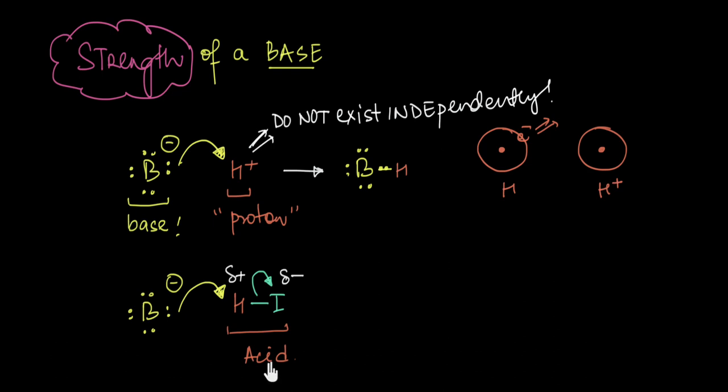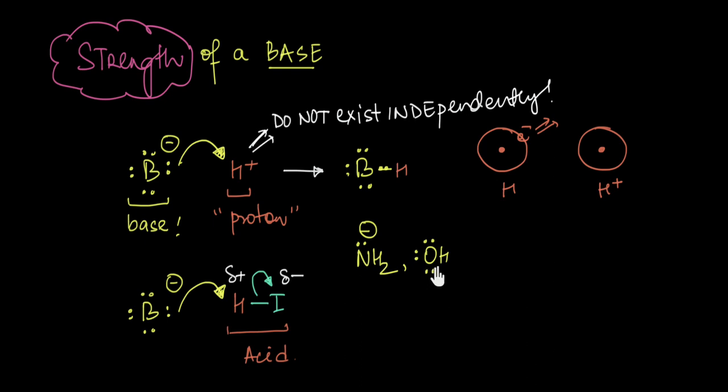We know that acids are H plus donors, right? So acids have what we call an acidic hydrogen that they can give up in the form of H plus. So a base never reacts with a free proton, but it instead abstracts a proton from an acid. Now it turns out that this ability of a base to abstract a proton from an acid is actually different for different bases.